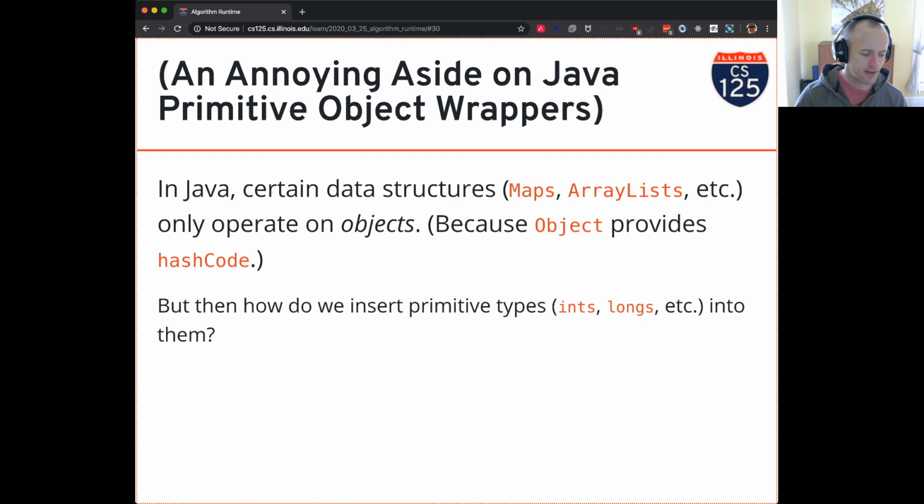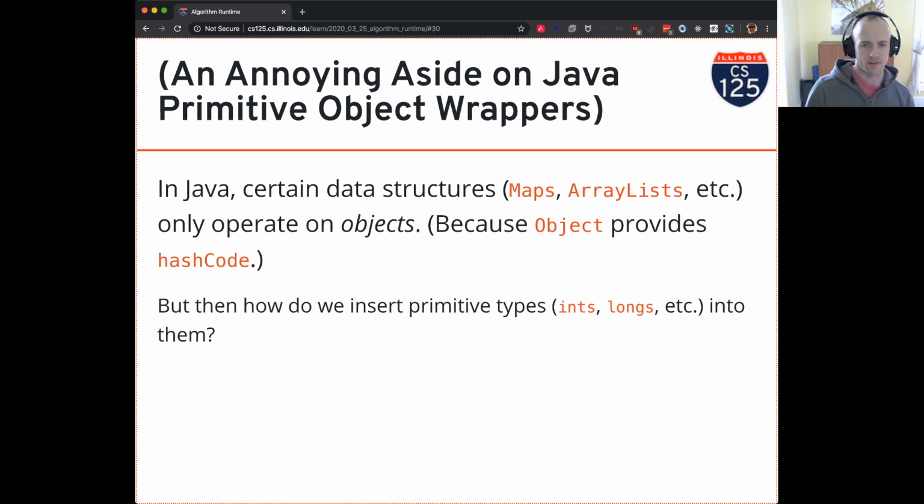So before we wrap up, I need to provide a brief, sort of annoying interlude about Java primitive wrappers, because this is going to come up when we start working with lists. And you guys might be encountering this already on EMP. In Java, the data structures that we're going to start building frequently will only store objects, right? And this is partly because Object provides hashCode and equals and these methods, right?